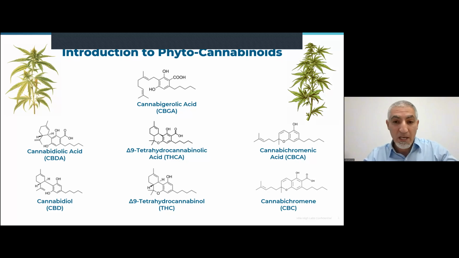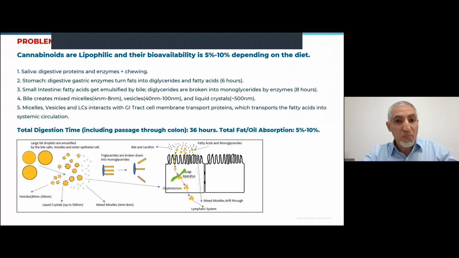for the human body. But the problem is that these cannabinoids are lipophilic, and their bioavailability is very small in the body. I just wanted to confirm that it went to the third slide, correct? Yes, great. Okay. So the problem is low bioavailability. It's 5 to 10%, depending on the diet that a person is having.